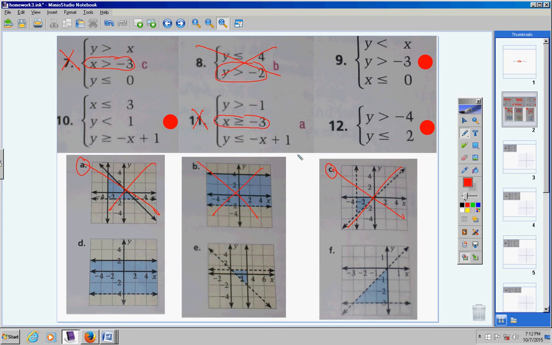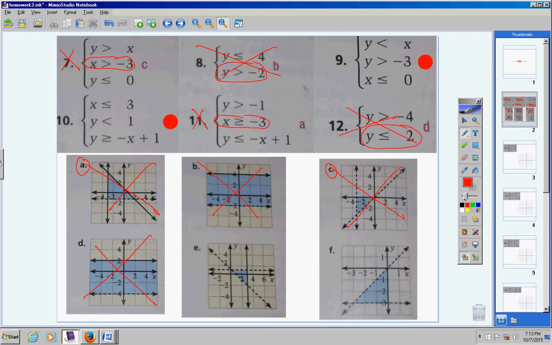Now let's look for other distinct characteristics. Here's one down here. Y is less than or equal to 2. Nowhere else do I see a y and a 2 all by themselves in one inequality. So I'm looking for a horizontal line going through +2. Well, this one has a horizontal line going through +2. That must be it. This one doesn't. This one doesn't. So I'm assuming that number 12 is letter D. Yes, it is. So now I can cross this one off and cross off letter D. Wow, I'm moving right along, guys.